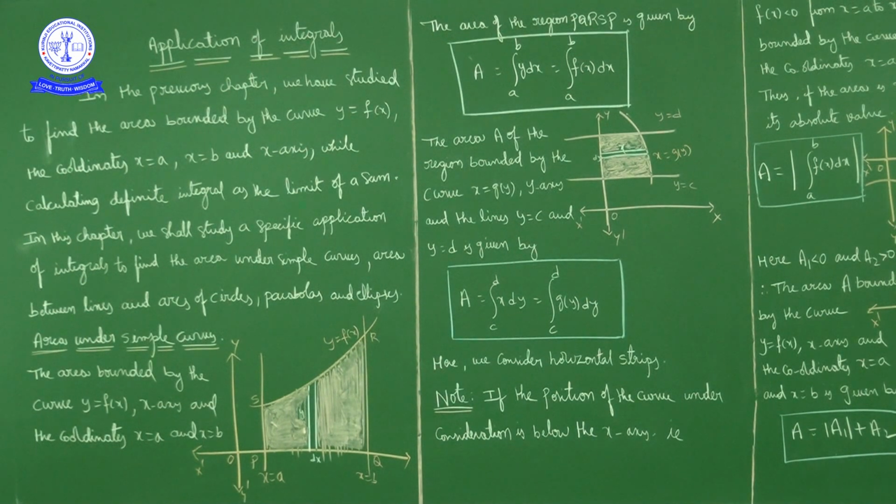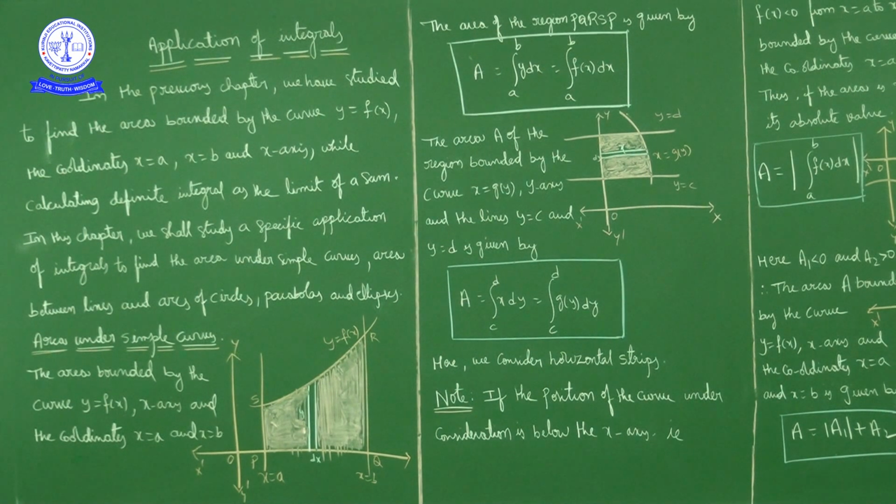In the earlier chapter, what chapter did we learn? Integrals. In integrals, we have a specific topic called definite integral. In definite integral, we discussed limit as a sum. What is the limit of a sum? The limit of a sum gives the area of the curve y equals f of x between the coordinates x equals a and x equals b and the x axis, the algebraic sum of the areas between x equals a, x equals b and the x axis.